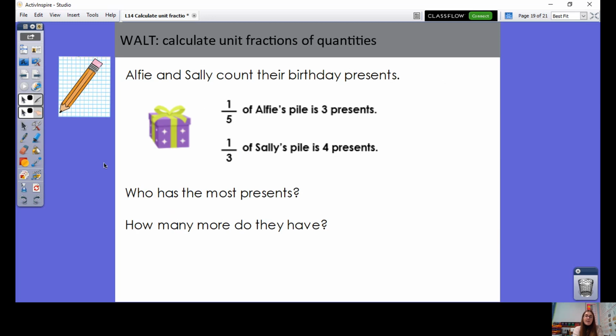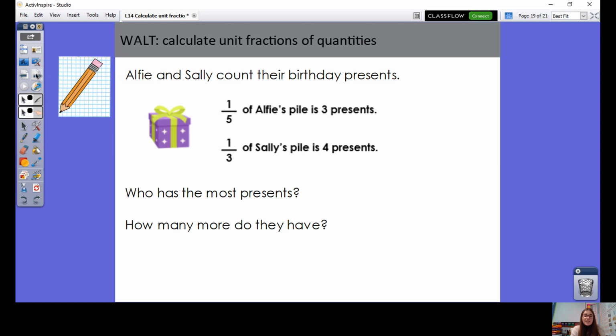Okay, a bit of a challenge now on the reasoning. Alfie and Sally count their birthday presents. 1/5 of Alfie's pile is 3 presents and 1/3 of Sally's pile is 4 presents. Who has the most presents and how many more do they have? So there are 2 parts to this question. So again, pause me now and have a go at this challenge.